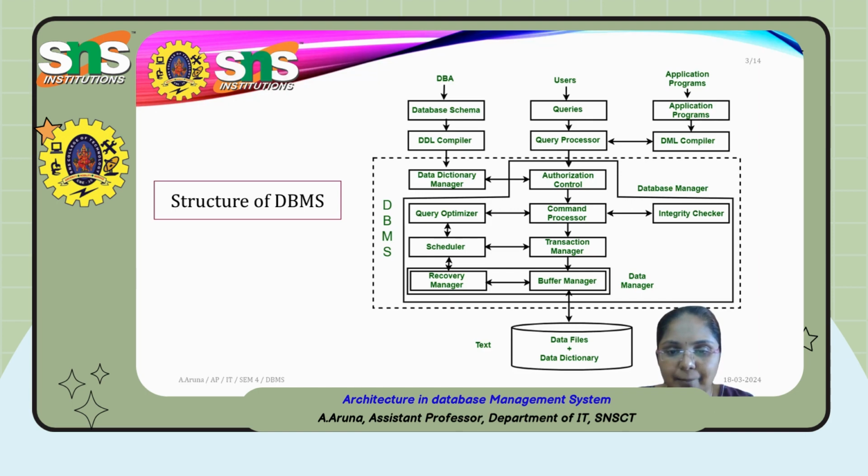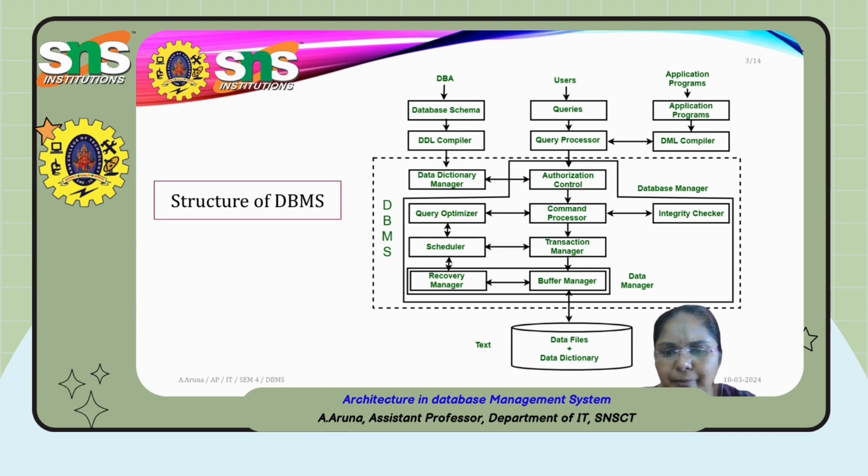After the command, it goes to the query optimizer. The query command that you pass is optimized and sent to the scheduler to process the transaction. The data is dealt with by the transaction manager. After the schedule, it is recovered from the buffer. The buffer deals with the data dictionary, and through that it gets the data and sends it to the requested user. This is the overall structure of a database management system.